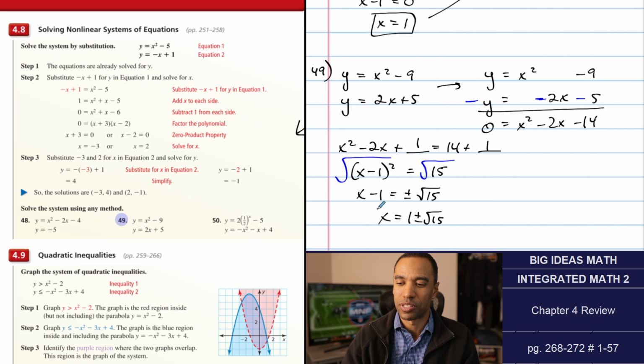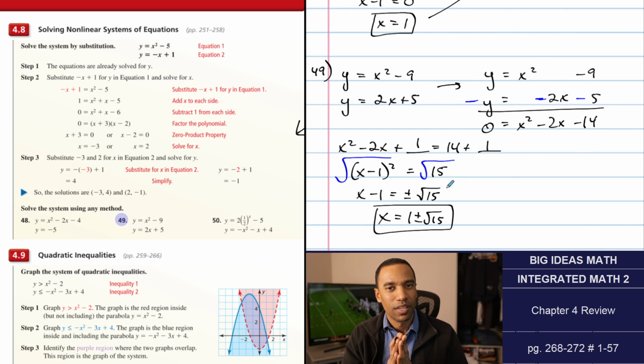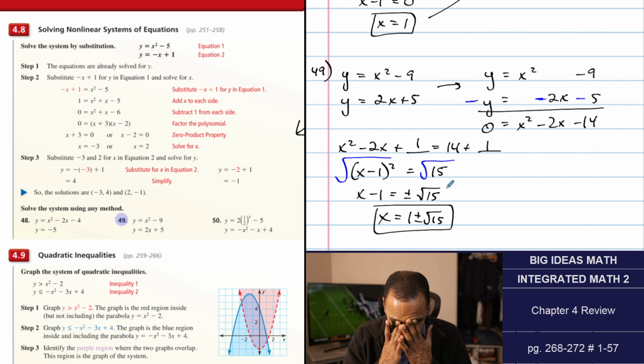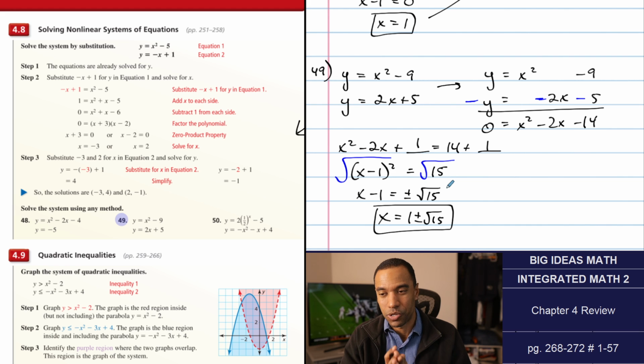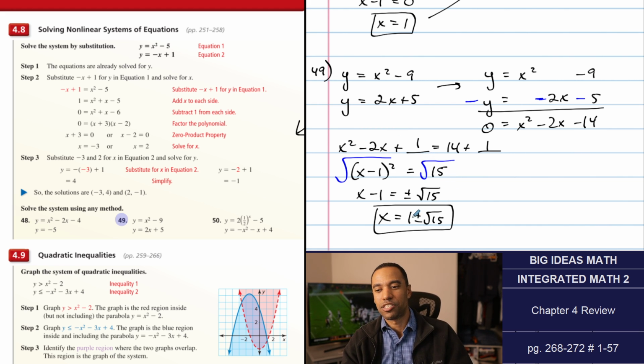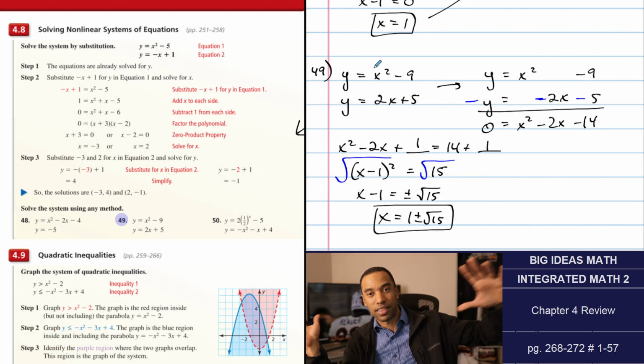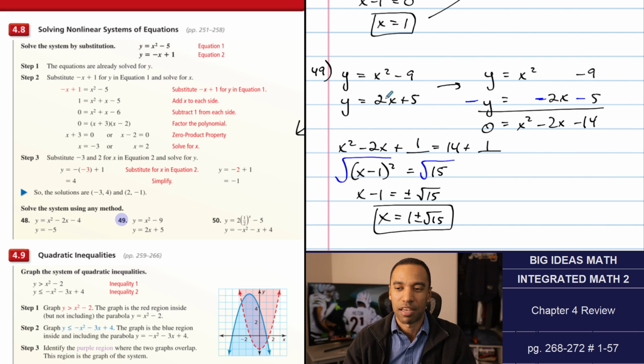But you have to once again remember that these are not the only solutions. That's not all you do to finish. You have to find y in this scenario. Now, I'd be caught dead substituting 1 plus or minus root 15 into the quadratic. Then you'd have to square and expand that, and that takes a little bit to do. I'm definitely still going to use this bottom one here to find them.